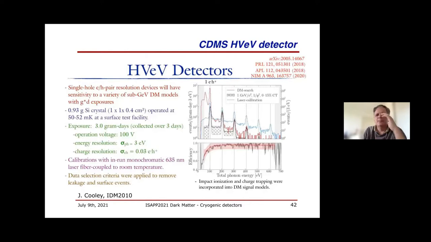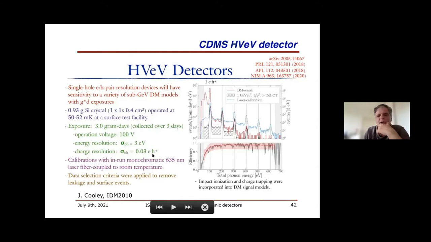So the best example of the application of this method is in the HVeV detector of CDMS, where they clearly see the peaks corresponding to 1, 2, 3, and 4 electrons, and they have a resolution which is a fraction of a pair.